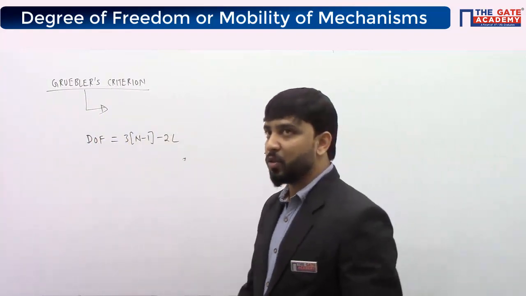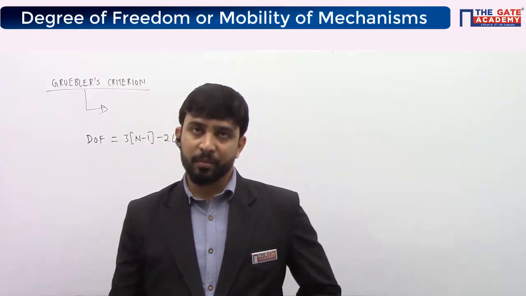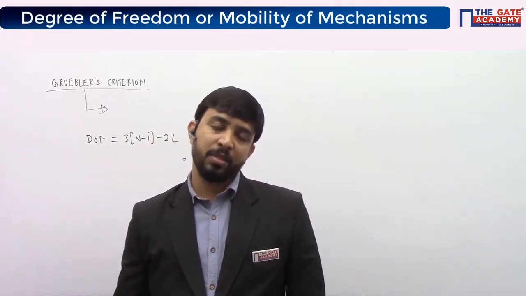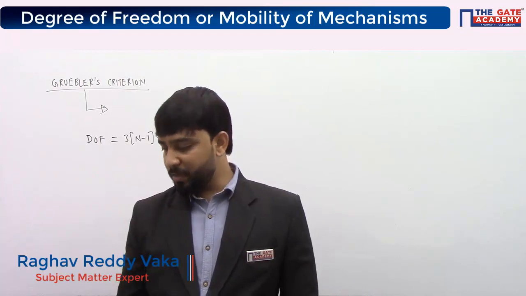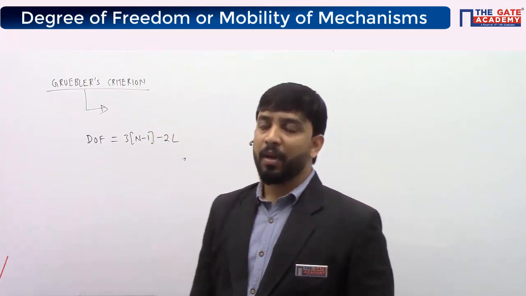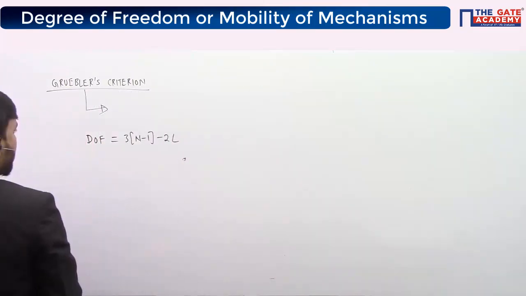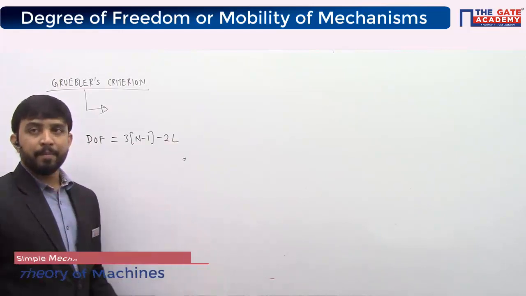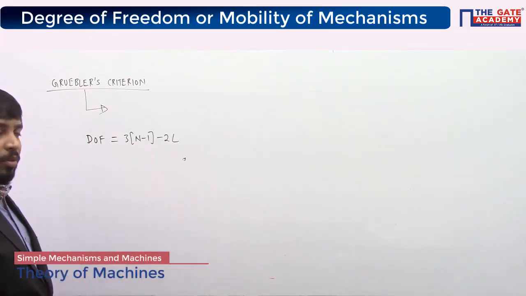Just write down like this, Gruebler's criterion: valid only for mechanisms having lower pairs or single degree of freedom joints. And the rest is everything the same. n is the number of links and l is the number of lower pairs, and so on.